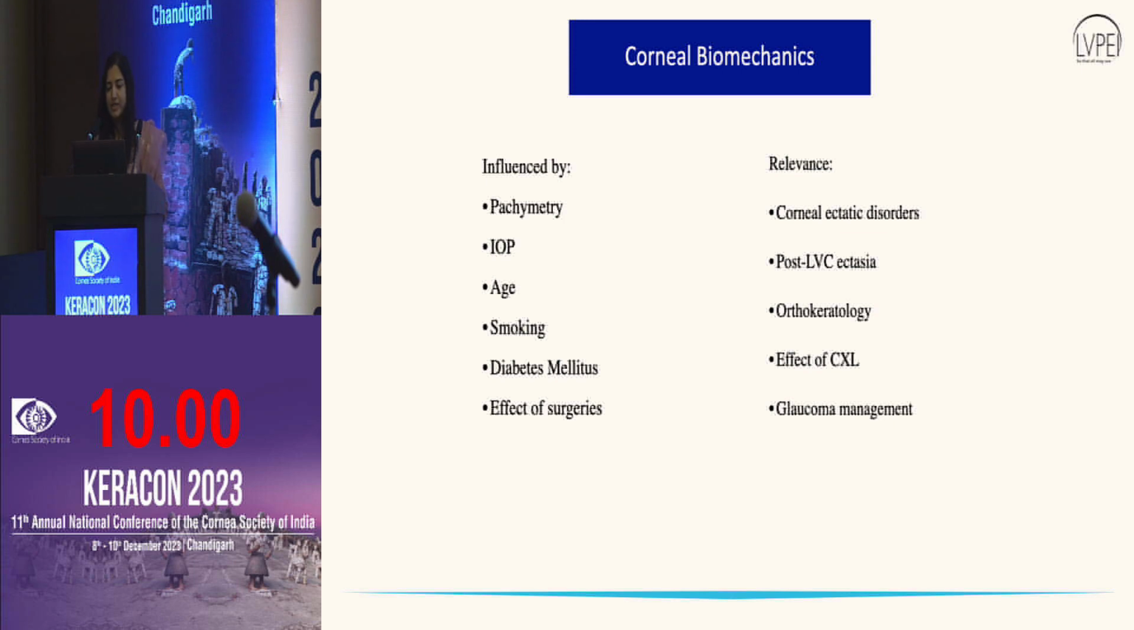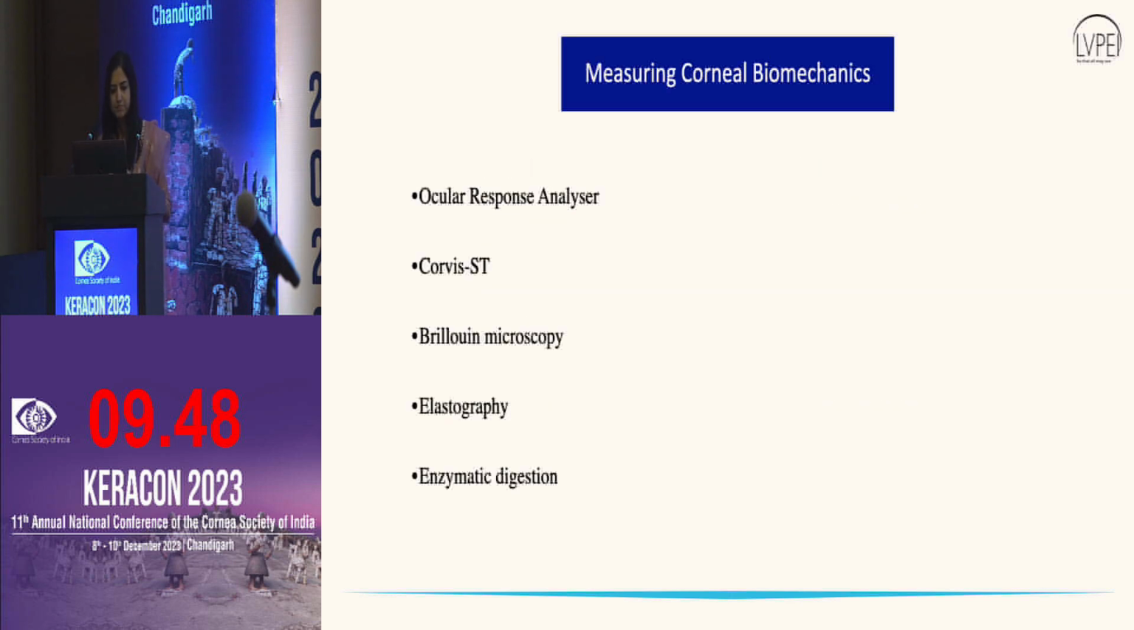So it is relevant in cases of corneal ectasia such as post-refractive or keratoconus. People also use it in orthokeratology and glaucoma management, and to see the stiffening effect after collagen cross-linking is where its relevance is seen. So how is corneal biomechanics measured?